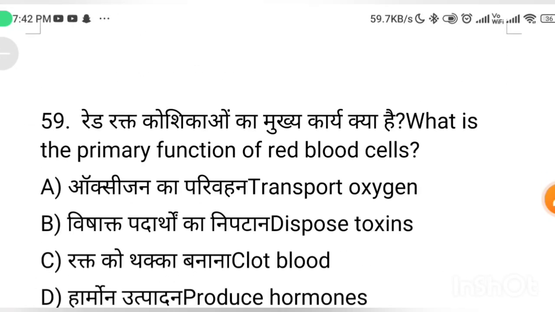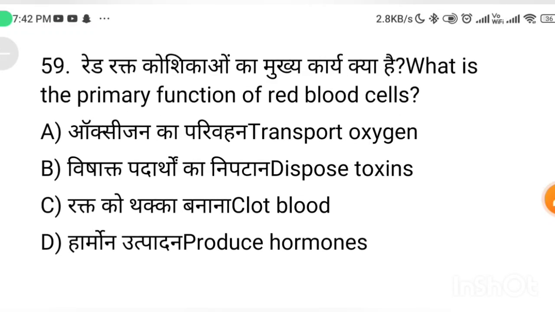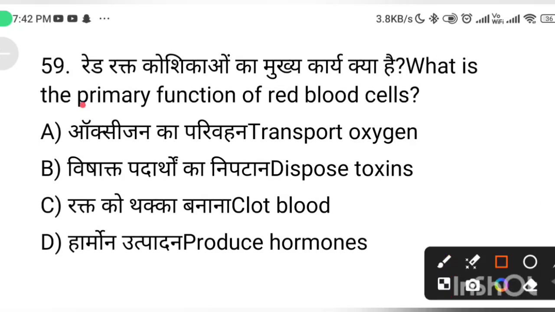Next question. What is the primary function of red blood cell? Option A, transport oxygen. Option B, dispose toxins. Option C, clot blood. Option D, produce hormone. Correct answer is option A, transport oxygen.